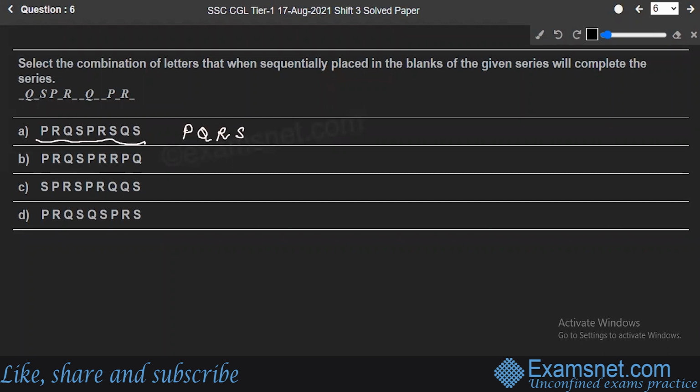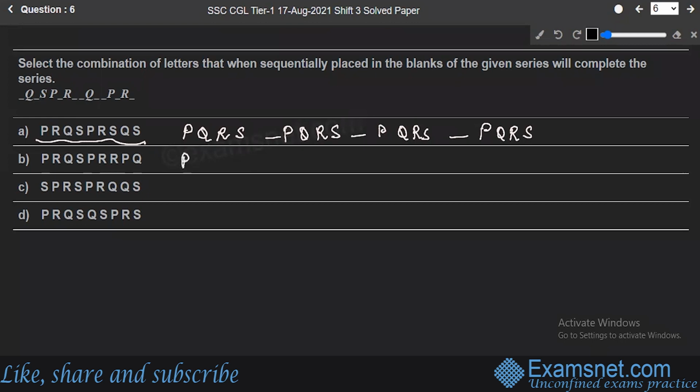Then you have PQRS, PQRS, PQRS, and PQRS. That's correct. The second one, PQRS. The next one is also PQRS, PQRS. So, okay, fine. All the four are the same: PQRS, PQRS, PQRS, PQRS. Let's go with the second one.